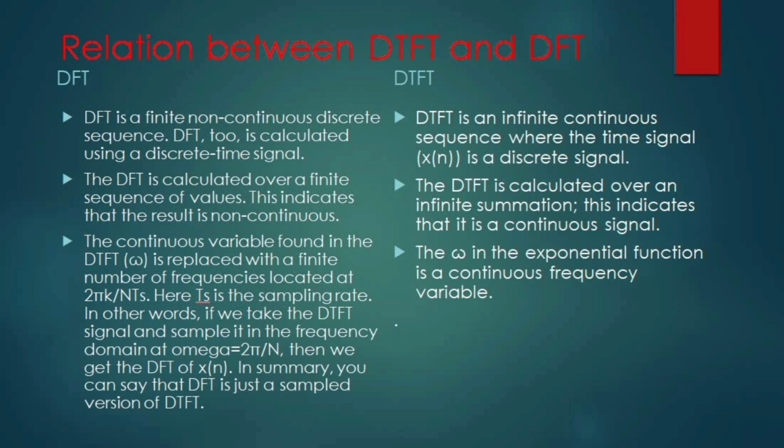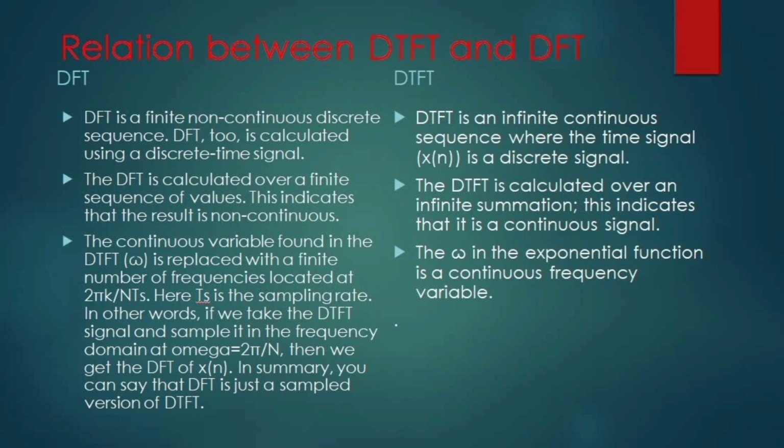The continuous variable found in the DTFT, like omega, is replaced by a finite number of frequencies located at 2 pi k divided by N into Ts, where Ts is the sampling rate. In other words, we can take the DTFT signal and sample it in the frequency domain at omega equal to 2 pi by N. So we can get the values of DFT of x of n. What I am going to say is DFT is just a sampled version of DTFT.